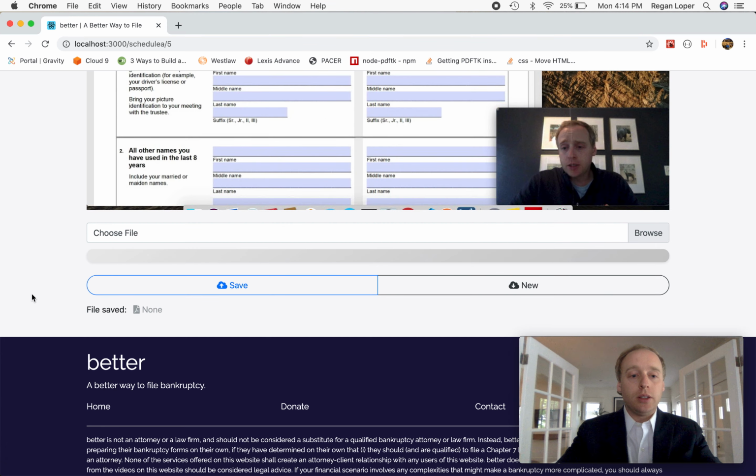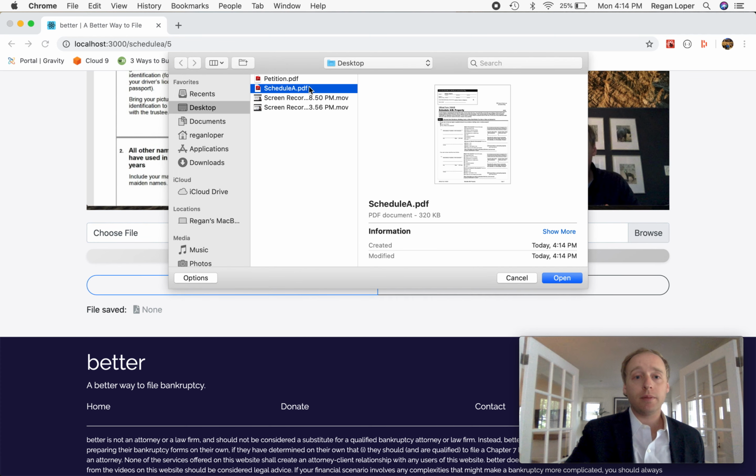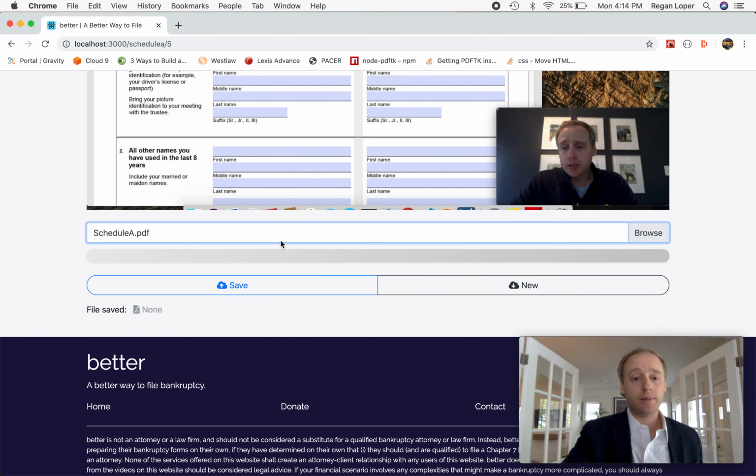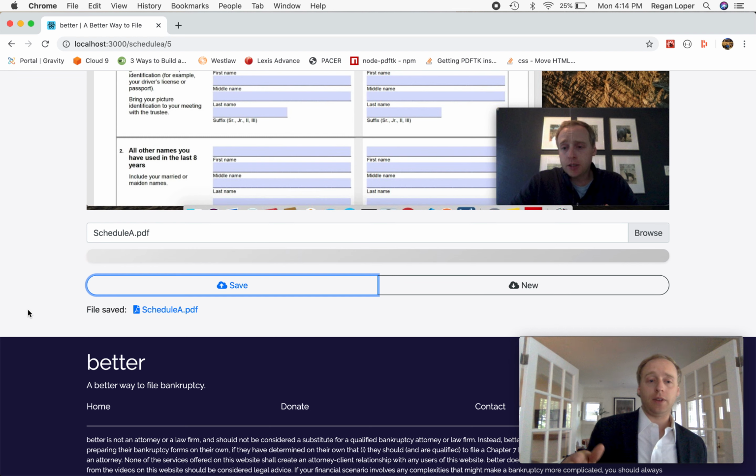And now you'll notice that Ashley hasn't saved anything else in Schedule A, and so the file saved shows none, but we're going to go ahead and save it now. And so we go in desktop, we click Schedule A, and hit save. And it goes ahead and saves this file. And once you see it pop up here, you know that it's fully done its job. It's saved. It's on the system.